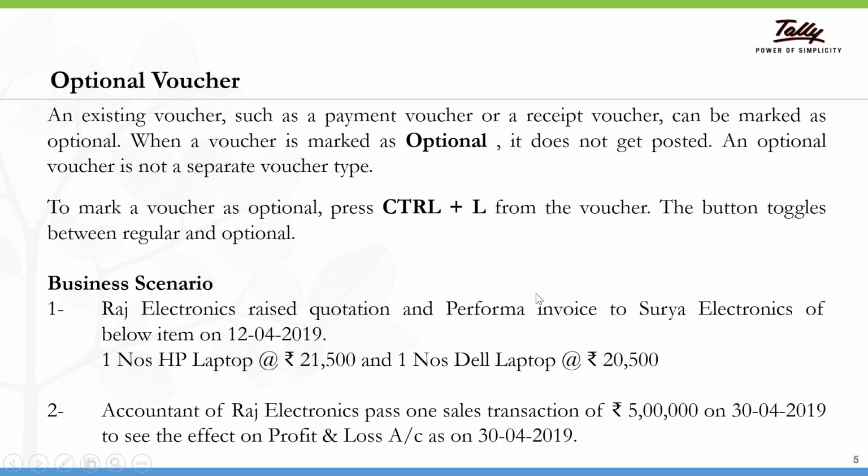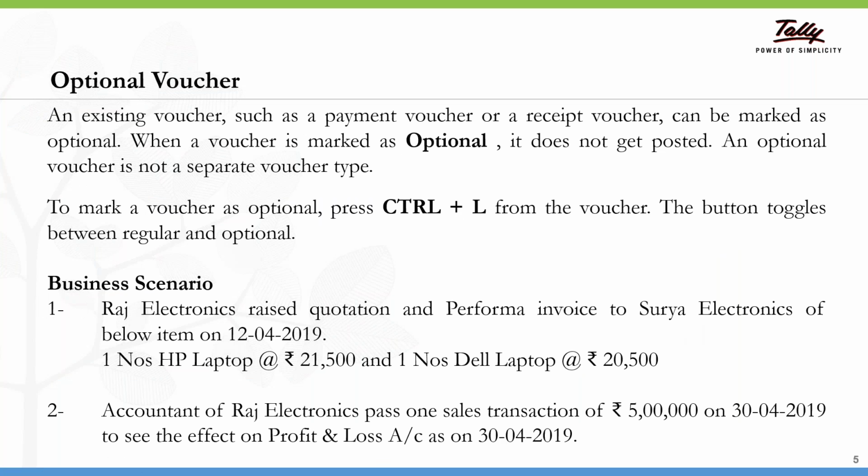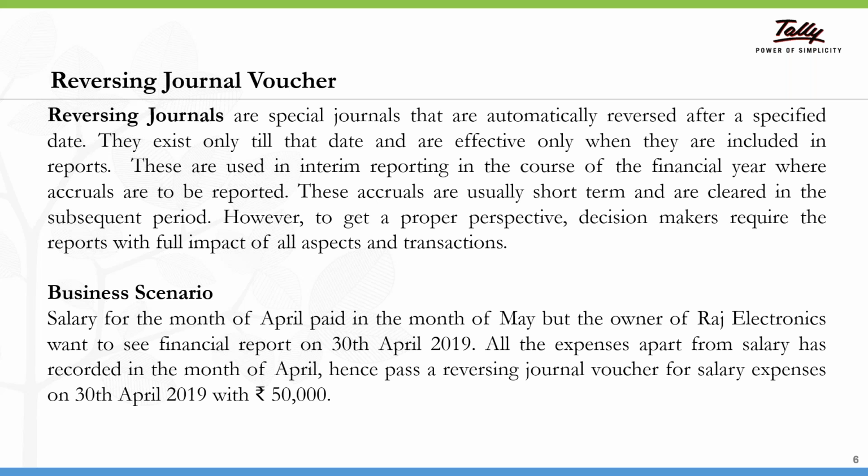Okay, so next point is, here we already discussed two things. The first one is memorandum voucher and the second one is optional voucher. Under this option, we saw how we can generate proforma and quotation under Tally, and how we can generate future sales, future forecasting with the help of optional and the scenario management system. Okay. Now the next point is reversing journal. This is the last point.